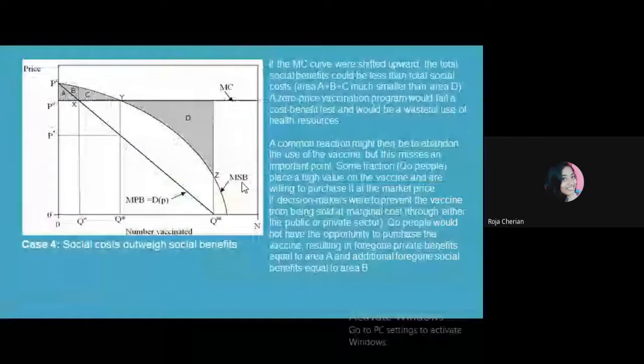Case 4, social cost outweighs social benefit. In this figure, after the point Q star, we can see that MC, that is marginal cost, is greater than marginal social benefit. So welfare loss occurs, and it will also lead to the failure of the second best vaccination program, that is the zero price vaccination program. That is, area A plus B plus C is lesser than the area D.